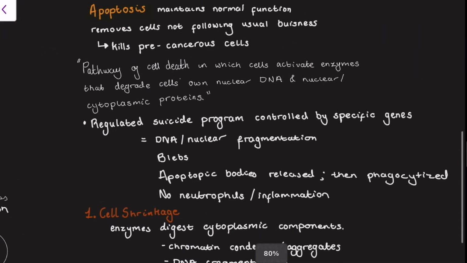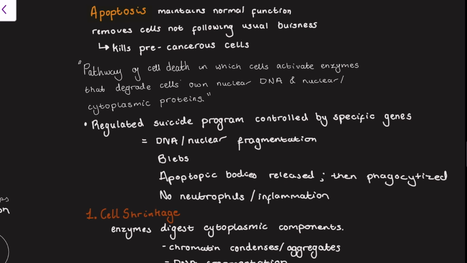The next type of cell death that we'll talk about is apoptosis. This is a pathway of cell death in which the cell activates enzymes that degrade the cell's own nuclear DNA and nuclear and cytoplasmic proteins. It's tightly regulated via something called a suicide program using specific genes and results in fragmentation of the nucleus and DNA. Blebs form and apoptotic bodies are released, which are phagocytosed, but there is no inflammatory response.